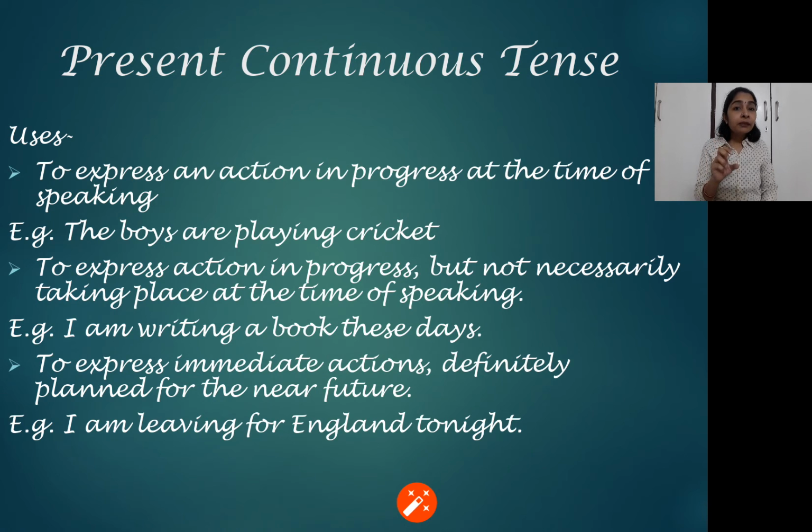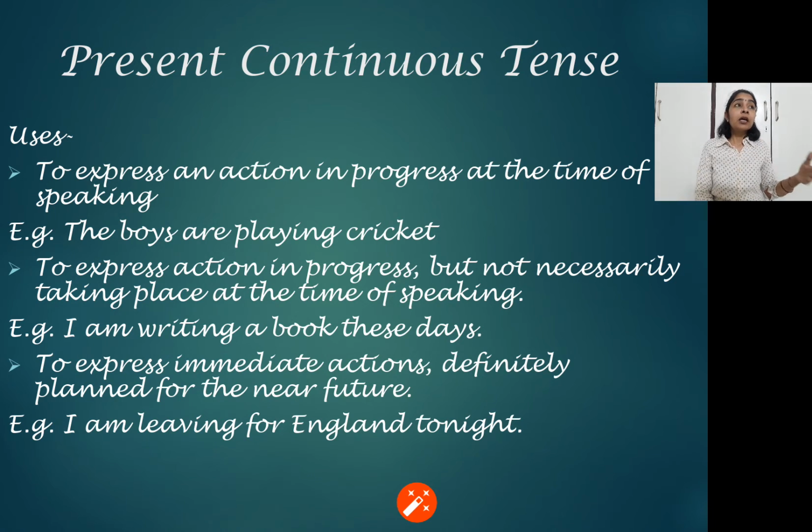For example, I am writing a book these days. That means I am writing a book, but it is not that I am right now sitting and writing it. In the usual course of action, what I am doing is working on a book. That means I am writing a book nowadays. So that is the present continuous tense.